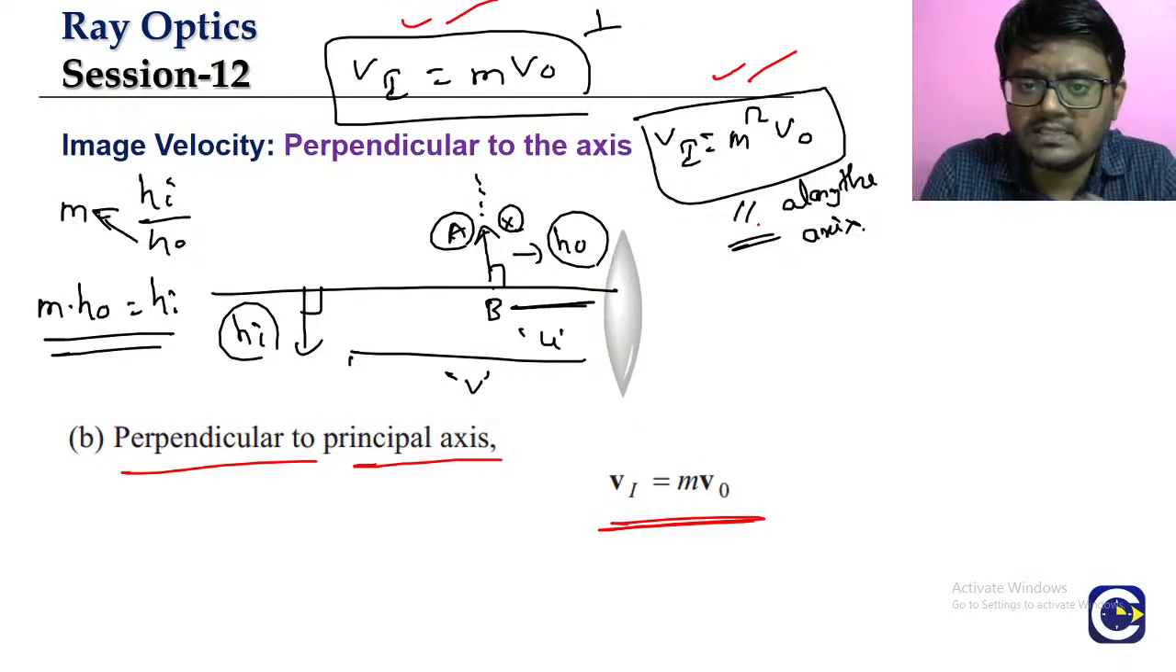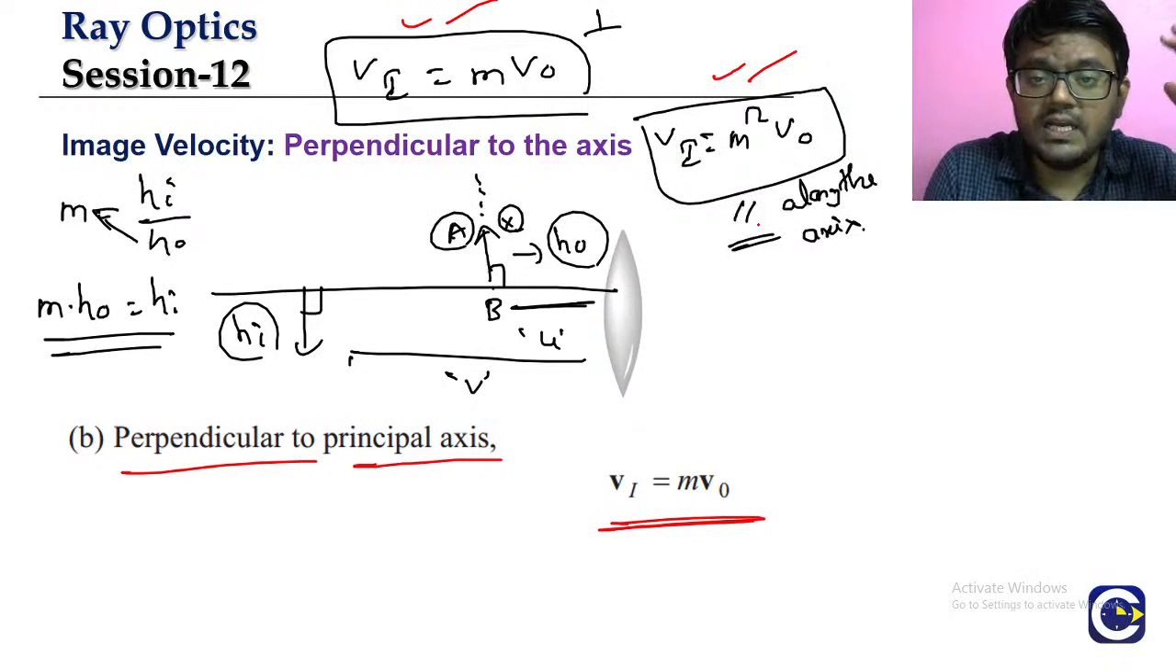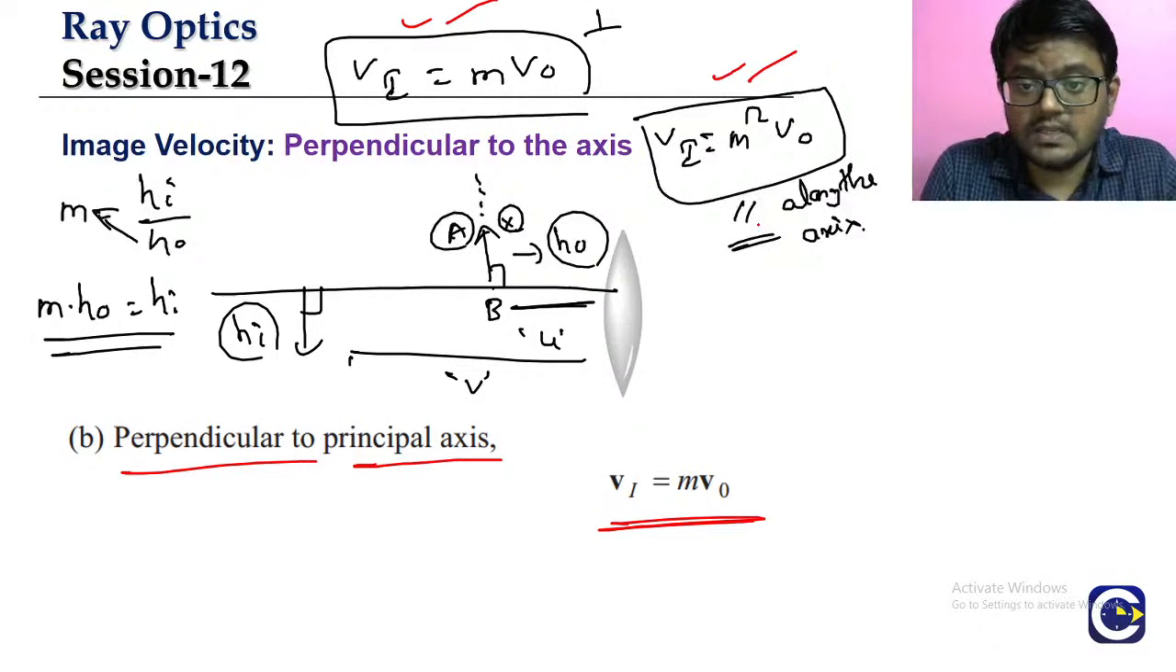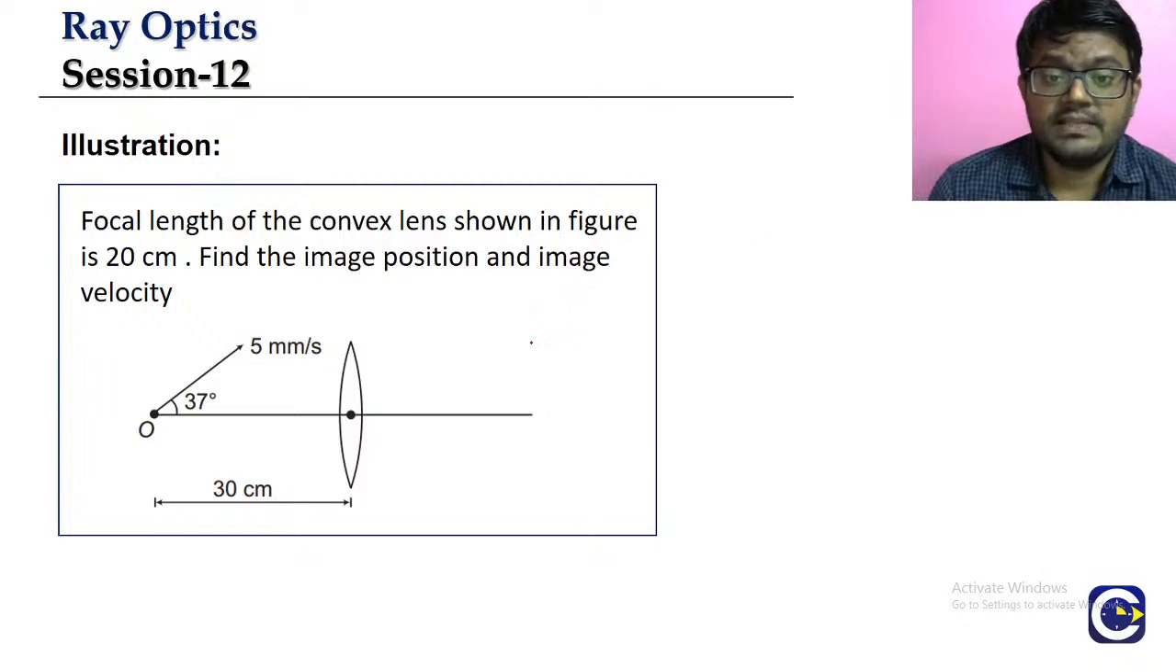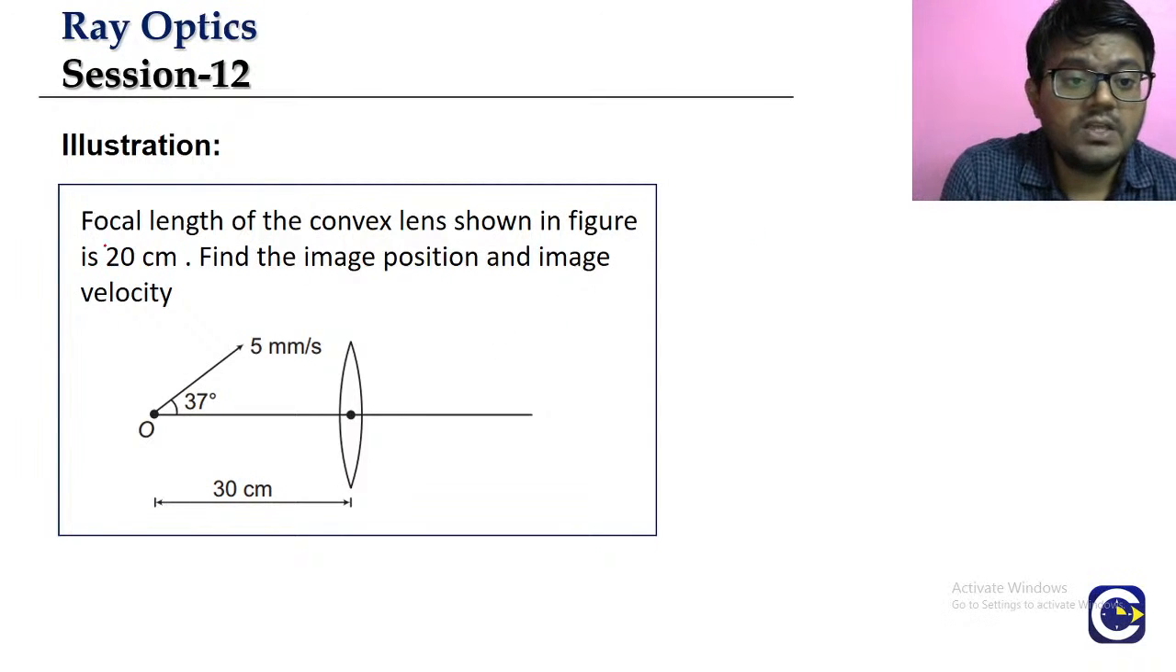Already we have seen the same concept in the case of the mirrors. Now we are seeing it in the case of the lens. If you look at some of the past year papers, especially the JEE, you would see some questions on the relation between the velocities. We'll take a sample question and then we'll go to the next segment.